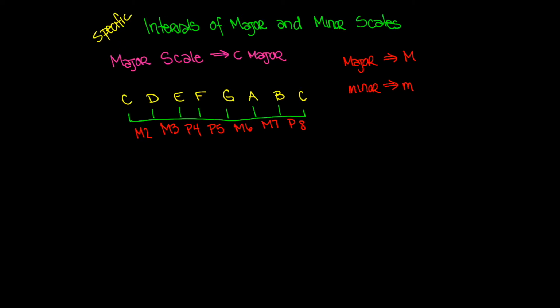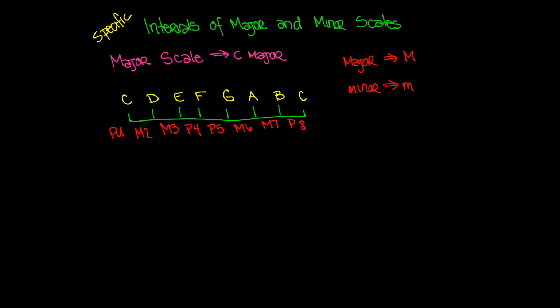There are a couple of interesting points here. One is, notice that we have major second, major third, perfect fourth, perfect fifth, major sixth, major seventh, and perfect eighth or perfect octave. So we have major, major, perfect, perfect, major, major, perfect. I did not include one of them: what if we went from C to C? That would give us a perfect unison, and I'll just write that as PU.